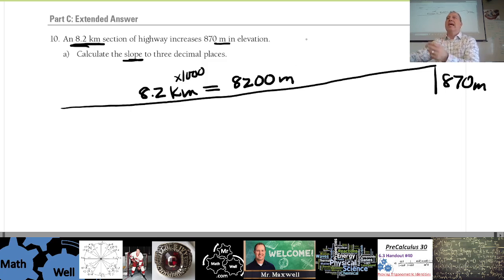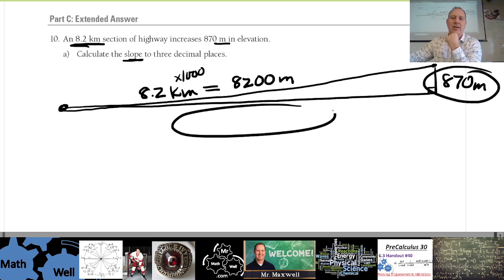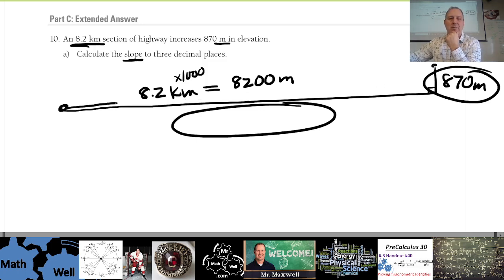Okay? So 8.2 kilometers is 8,200 meters. So that's actually the stretch of highway here. What they want to know is the slope, which is, bad drawing, sorry, the rise over the run, and we aren't given the run. So if you did 870 divided by 8,200, sorry, not quite right. And this is a really bad drawing. Let me see if I can make this a straighter line.